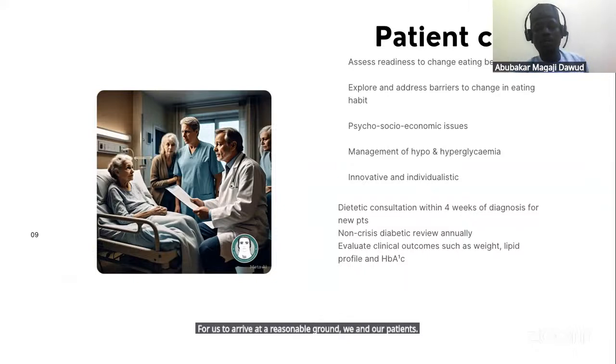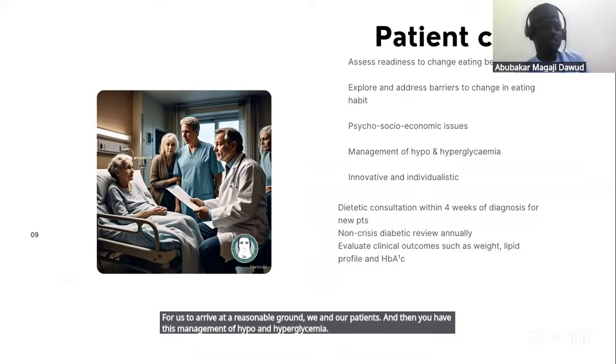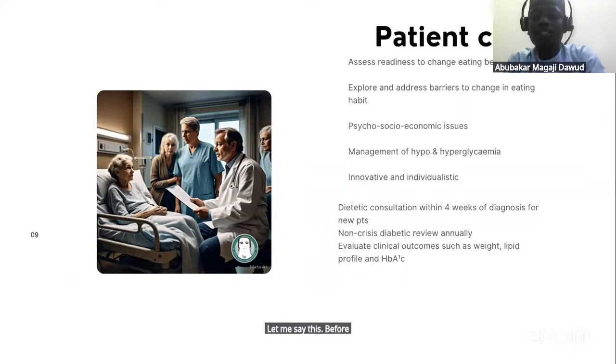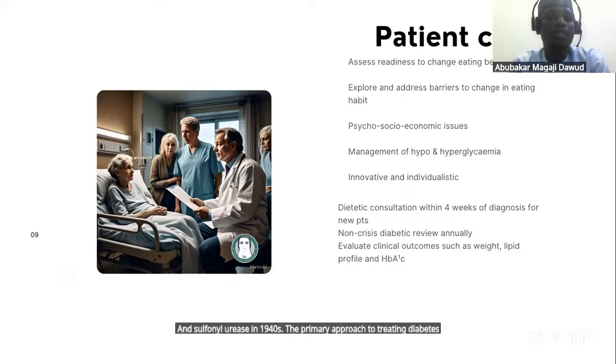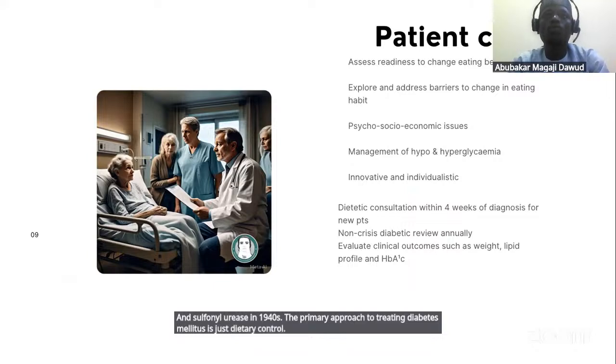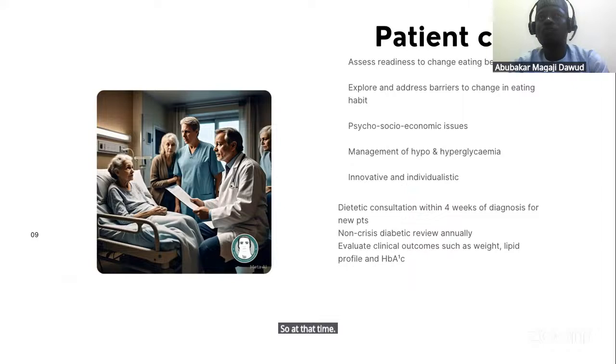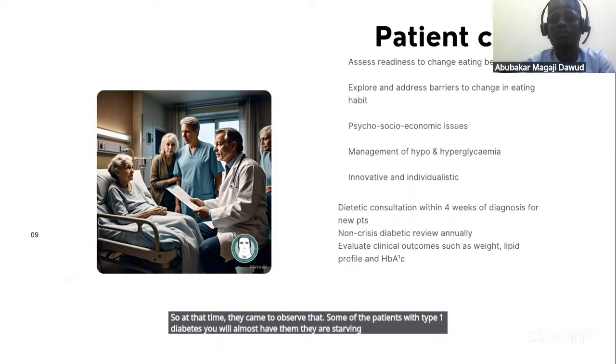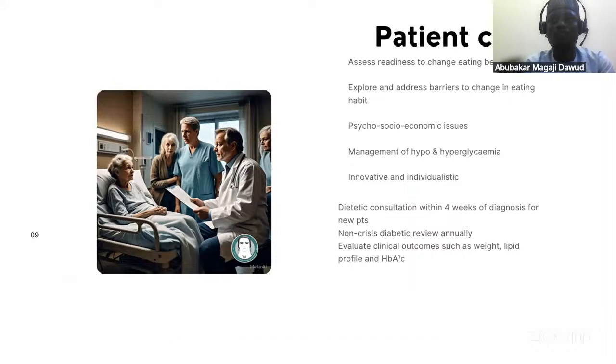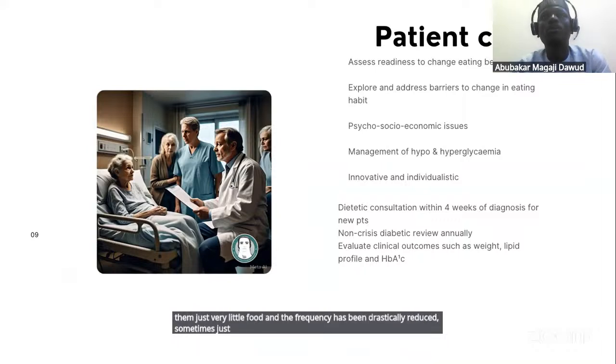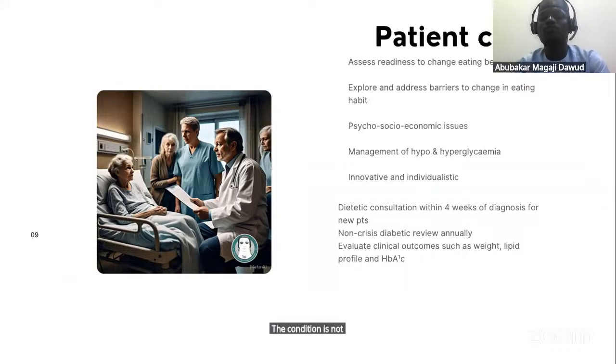And then you have the management of hypo- and hyperglycemia. Let me say this. Before the advent of insulin in the 1920s and sulfonylureas in the 1940s, the primary approach to treating diabetes mellitus was just dietary control. At that time, they observed that some patients with type 1 diabetes, you would almost starve them. You were giving them very little food, and the frequency was drastically reduced, sometimes just once daily and very little. So you were starving the patient, and the condition was not improving, especially for people with type 1 diabetes mellitus.